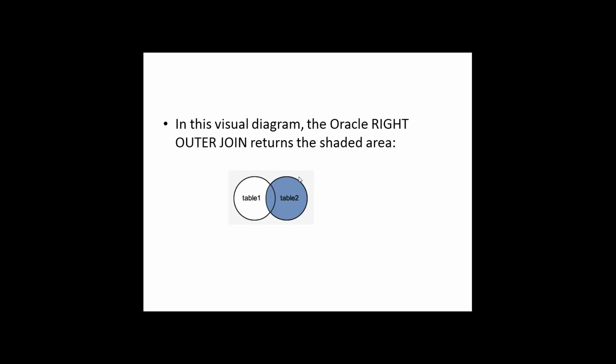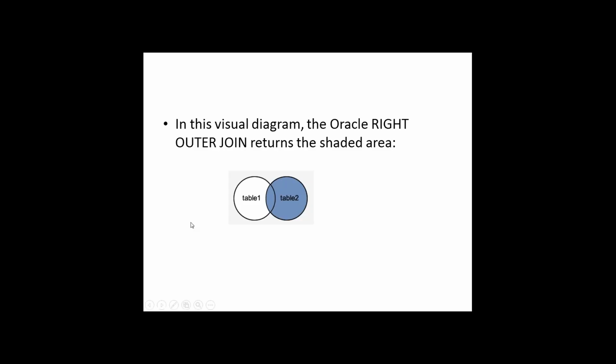What's going on here is, we have table 1 and table 2. I want to get all the data from table 2 and only the matching records from table 1. Then I use the right outer join. Right outer join means I will return all the records from the right hand table, even though there are no matching records, but from the left hand side table, I want to get only the matching records. That's the right outer join.